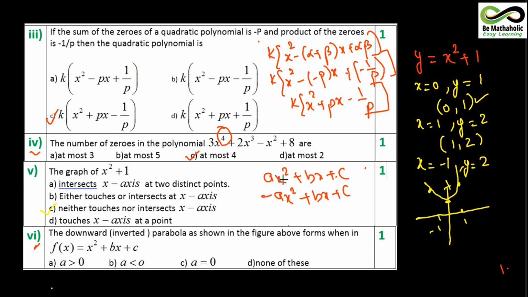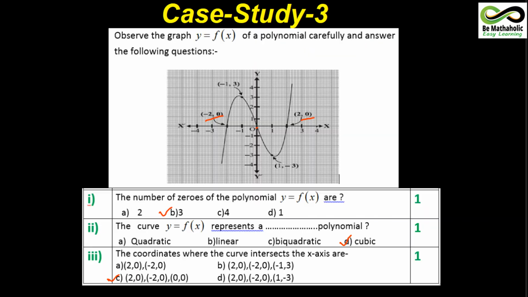Okay, now children, remember, if the coefficient of x square, that is A, is greater than 0, you will have the curve which is open upwards. When the coefficient of x square is negative, that is A is less than 0, then you will have a downward parabola. So the same thing is being asked over here. The downward parabola as shown satisfies the condition A is less than 0. So remember this, everyone, so that you will be able to answer such patterns of questions thoroughly.